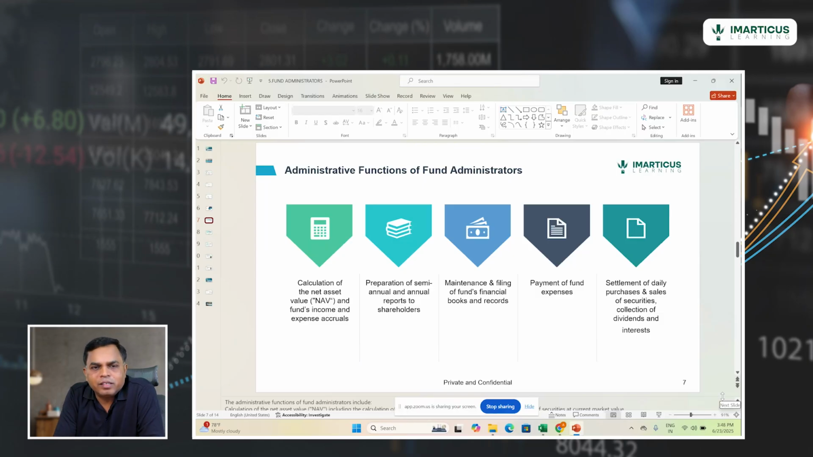Then a fund administrator is also responsible for settlement of trades. When I say settlement of trades, let's say a fund buys equities or fixed income securities, for which they have to pay in cash, or if they sell, they need to deliver the securities. So this settlement, taking care of settling cash and securities, is handled by the fund administrator.